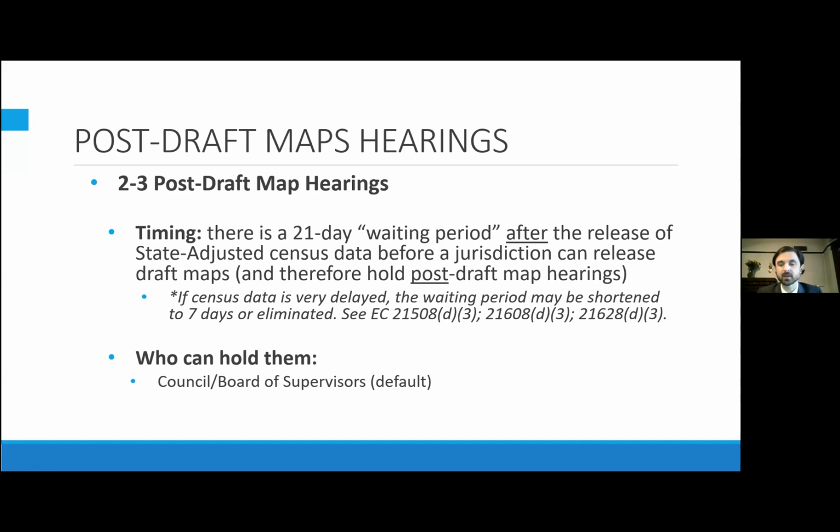In terms of who can hold them, obviously the city council or board of supervisors can hold those post-draft map hearings. But the only other option is an independent commission. That's again if you've turned over your process to the independent commission.